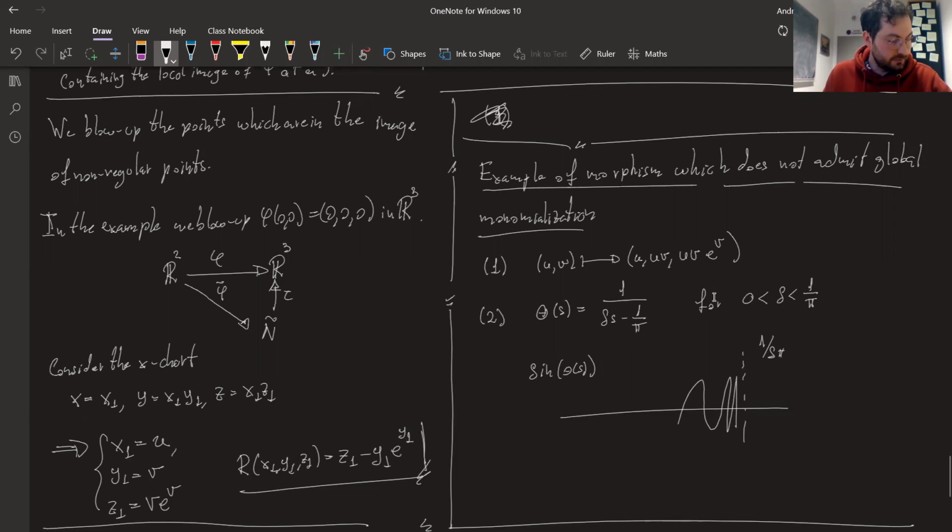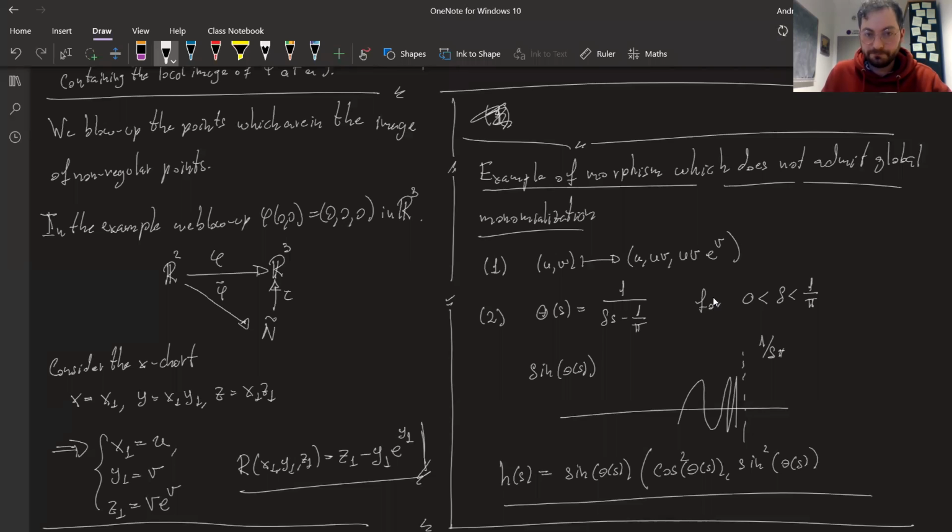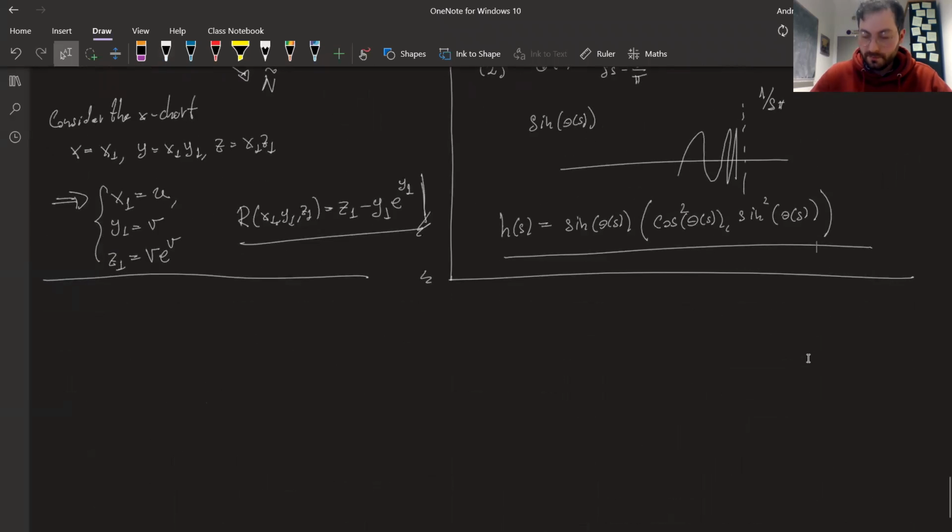And what we are actually going to consider is a curve given by h of s, which is going to be sine of theta s multiplied by cosine of theta s, sine squared of theta s. We're going to consider this function here. So this is the second one. The reason to consider this function here is because its graph has an interesting property.